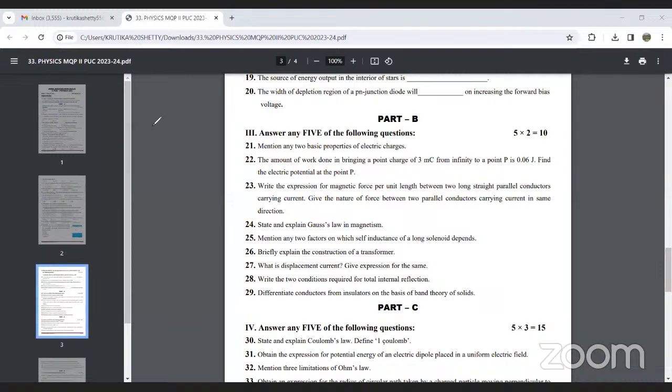Then you can explain. That is basically the transformer consists of two inductive coils, the primary winding and the secondary winding coils. These are electrically separated and magnetically linked to each other. When primary winding is connected to the source of the alternating voltage, alternating magnetic flux is produced around the winding. Okay, so you just explain.